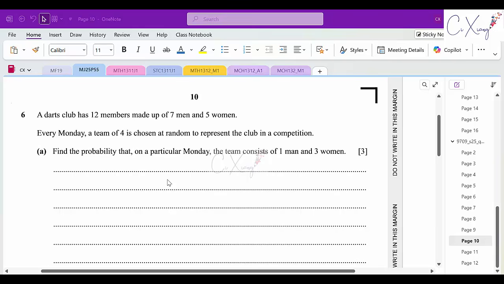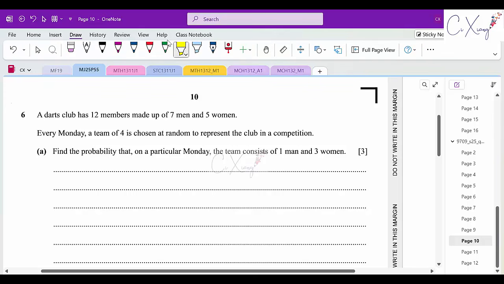So the last question for this paper, there's a dart club with 12 members, right? Then there are 7 men and 5 women. Okay, so every Monday a team of 4 is chosen at random to represent the club in a competition. So we usually need to form a team and the team has 4 members. Find the probability that on a particular Monday the team consists of 1 man and also 3 women. And they are interested in the probability.